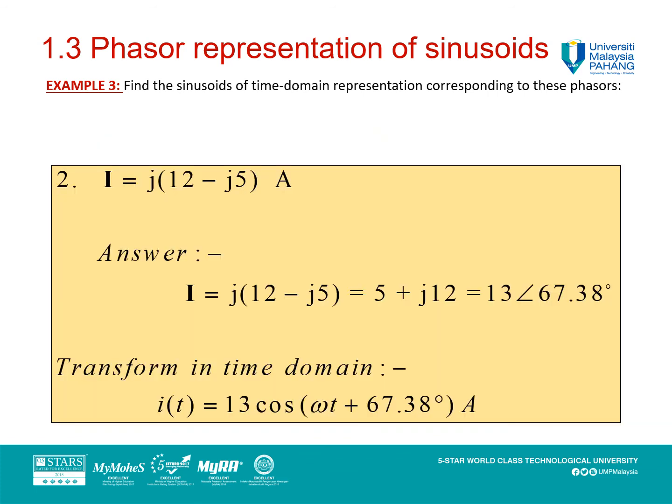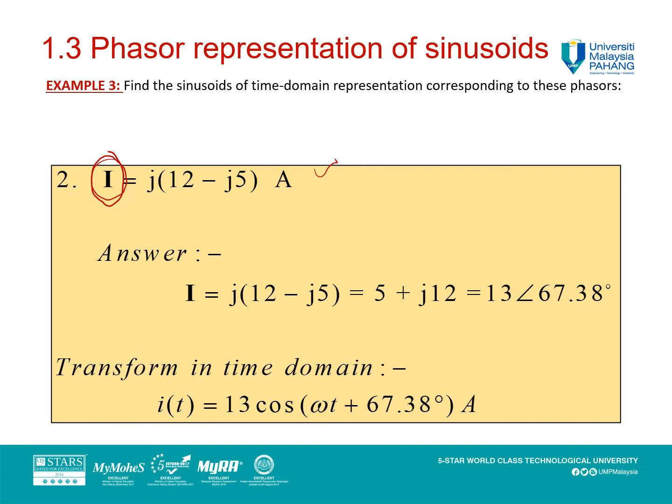So the last example here: find the sinusoid in time domain corresponding to this phasor. When you have this phasor, it means it is a vector, j multiplied by 12 minus j5. How do you convert this to the time domain from this rectangular form? This one is the rectangular form.